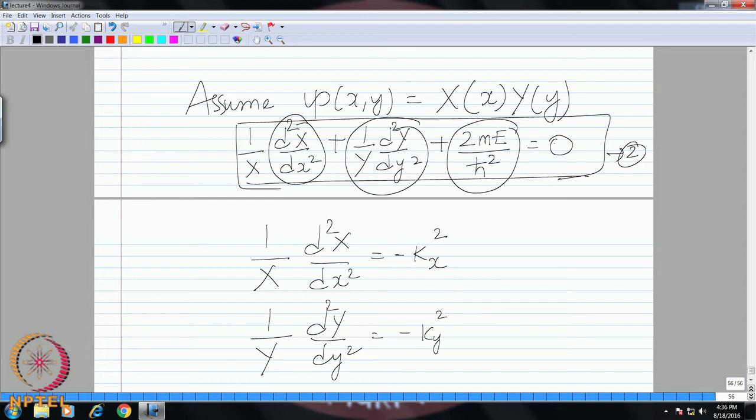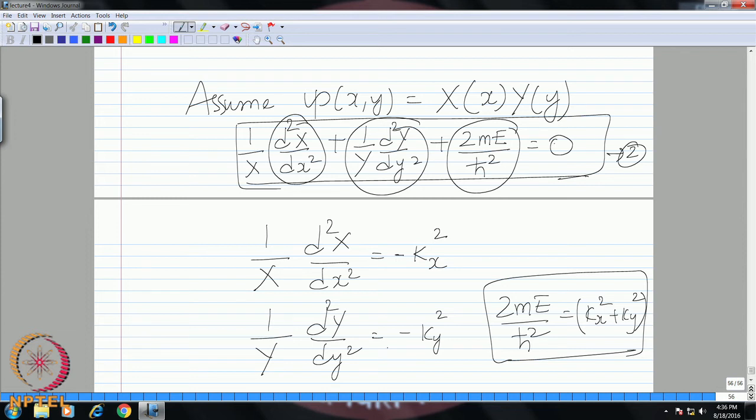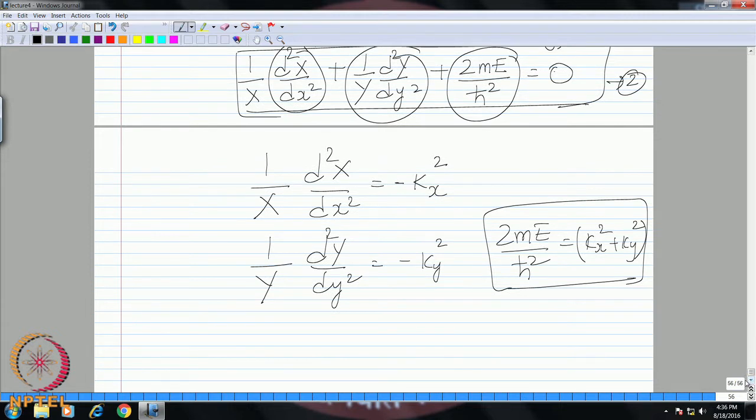Okay. So, if you equate this to the energy, so you have 2 m E by h bar square will turn out to be k x square plus k y square. Okay. If you do not have this negative sign here, they can become negative and this tells you non physical values of energies, which is not possible, and therefore these constants have to be explicitly negative, and that is why we say minus k x square. Okay. If k x turns out to be negative, again this will become positive. So, in order to make this explicitly negative, we depict this as minus k x square and minus k y square. Okay.